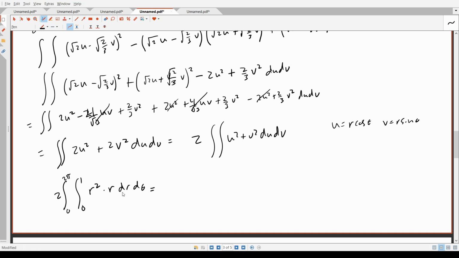Okay, so this is separable, so I have 2 integral 0 to 1 r cubed dr, integral from 0 to 2 pi d theta. So here I integrate, I get r to the 4th over 4 from 0 to 1, which gives me 1/4. And then here I integrate theta from 0 to 2 pi, that just gives me 2 pi. So cancel, cancel, cancel, and I just get pi. That's my answer.